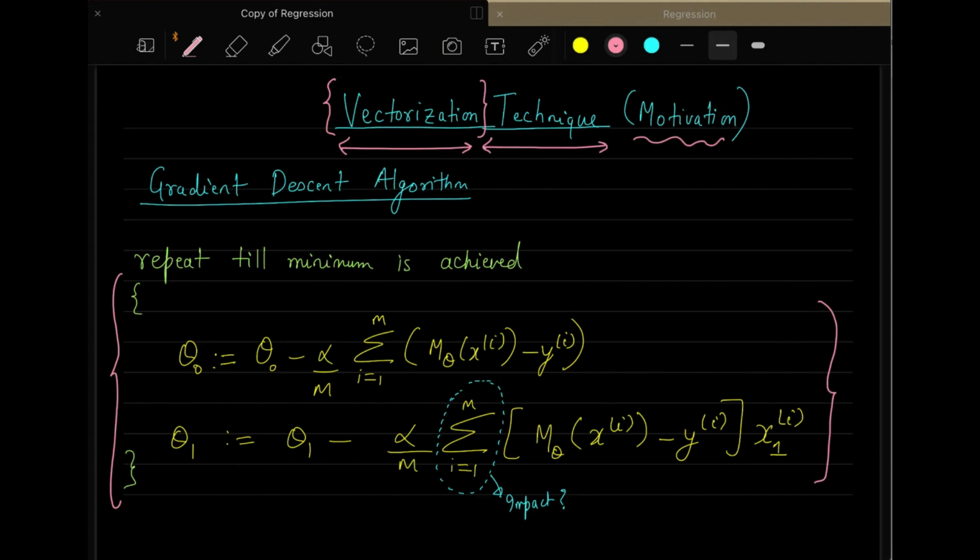Sir, while going through all the training examples to calculate the new theta values, we have to use for loops, multiple for loops. Yes, yes. So the disadvantage is this summation sign which is over here.